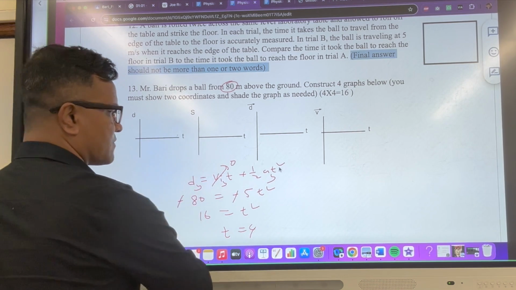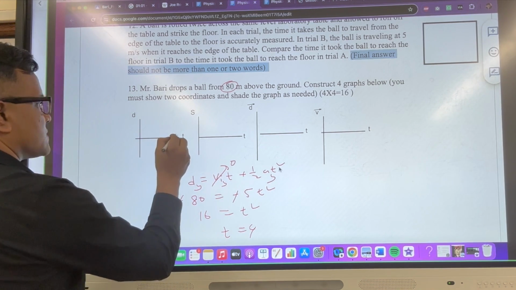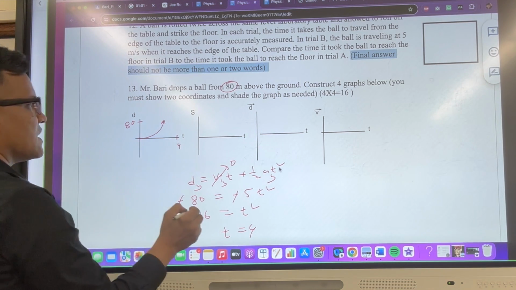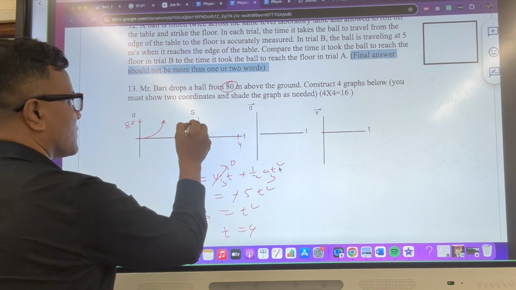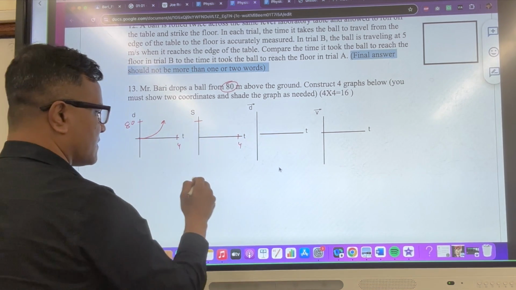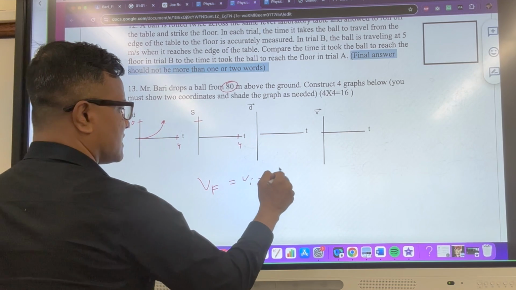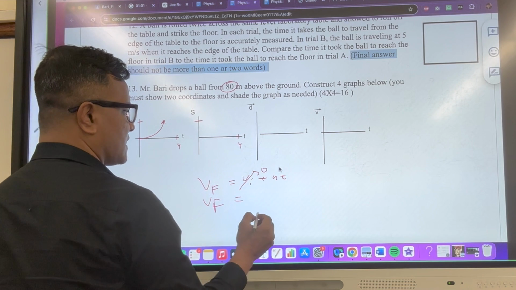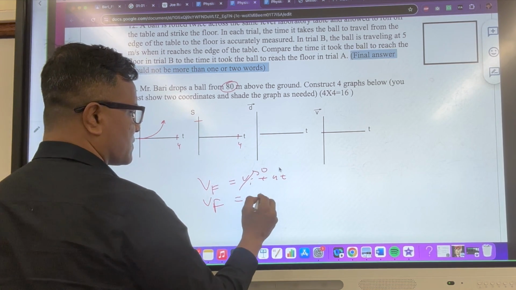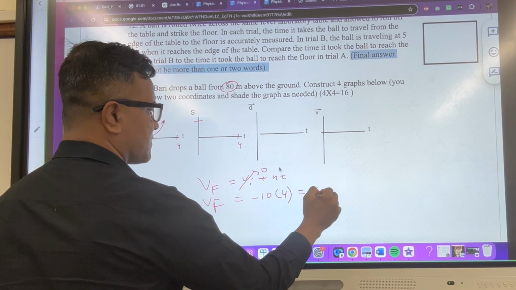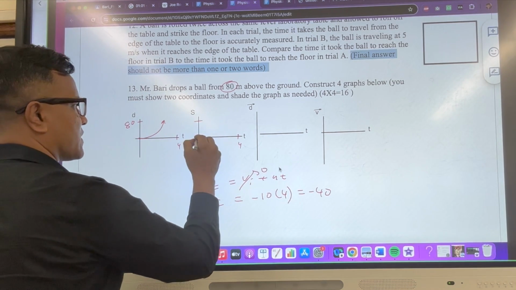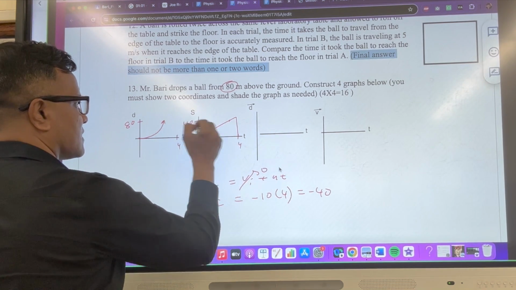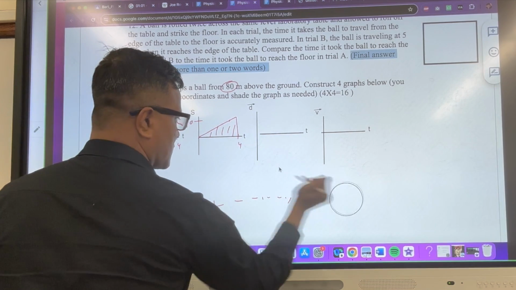Once you know the time, everything is easy. So this is 4, and this is how long? Of course 80. This is 4, and this is how long? 40. How is it 40? Because Vf is equal to Vi plus at. How long does it speed up? Only 4 seconds, because you already found the 4. Negative 10 times 4 is negative 40. Of course, you take the absolute value, so it's 40. But never forget to shade the area under the curve, otherwise I'm not going to give you the point.